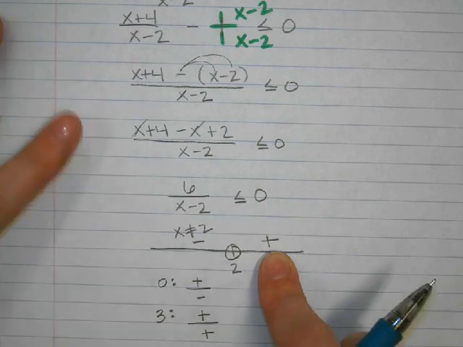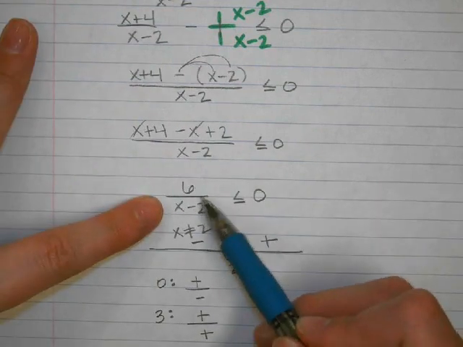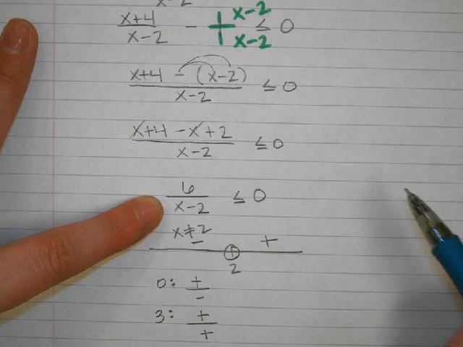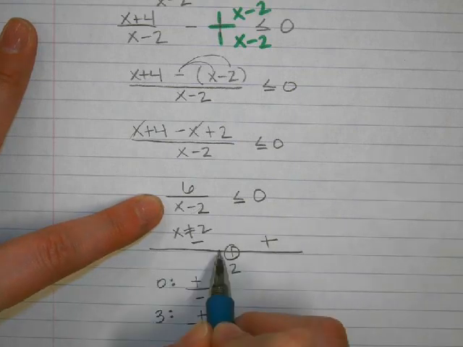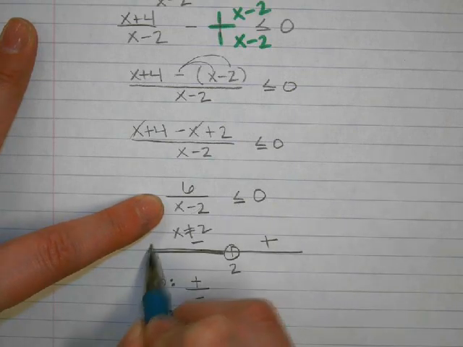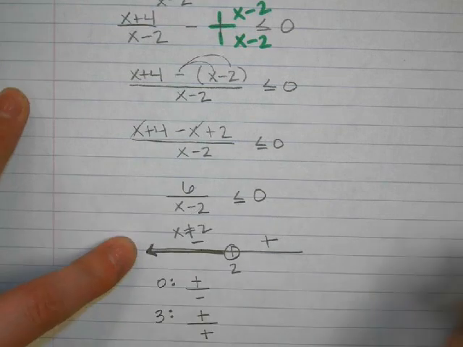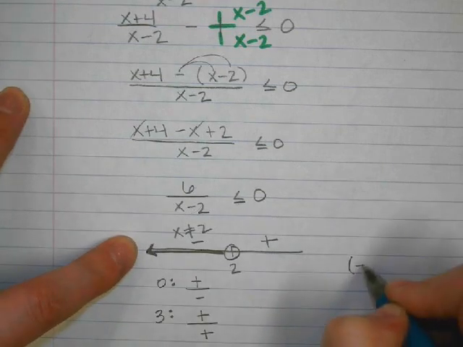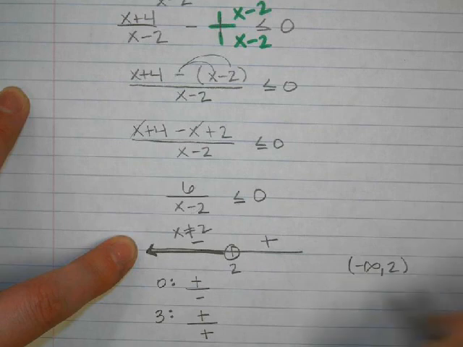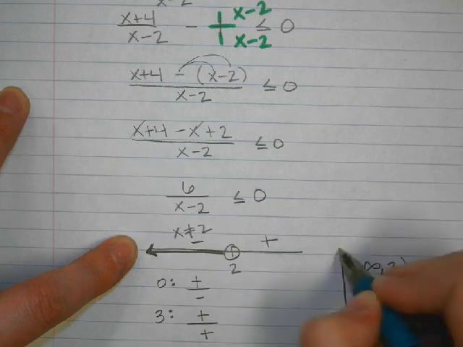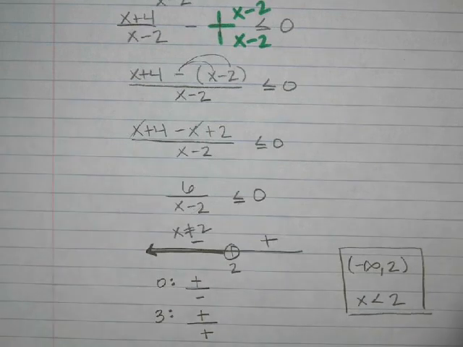So the inequality says this stuff needs to be less than 0. And so that's going to use this interval over here as the answer. And so I'm going to say that my interval is from negative infinity to 2. Or I could say x needs to be less than 2 to make the inequality true.